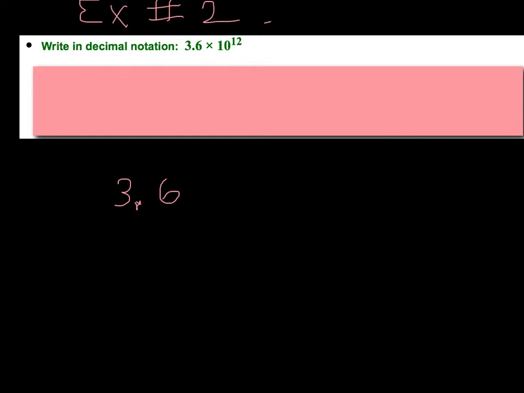How many places? Well, the exponent tells you, 12 places. Well, which way do you go? Well, 10 to the 12th is 10 times 10 times 10 times 10, 12 times. So that's a very large number, so my result should be a very large number.